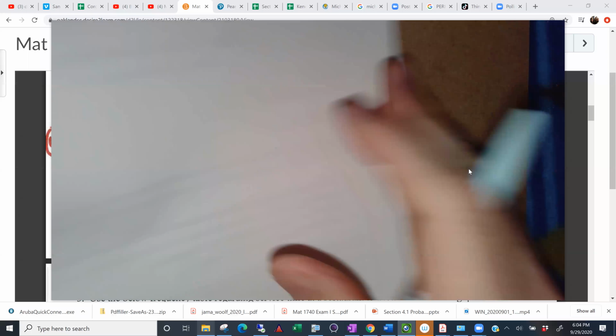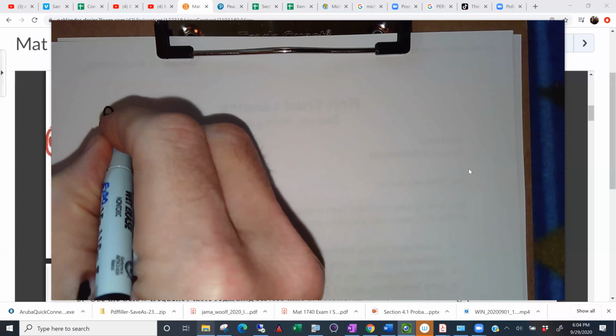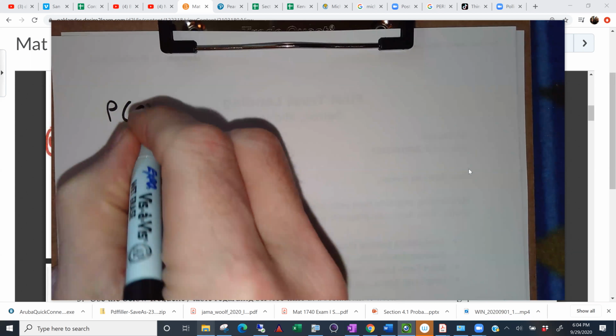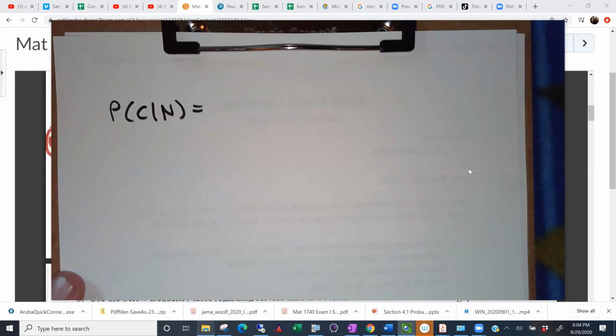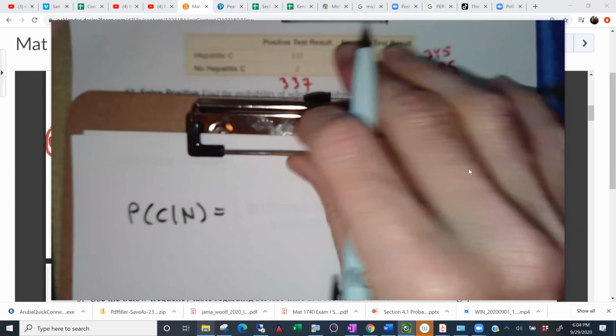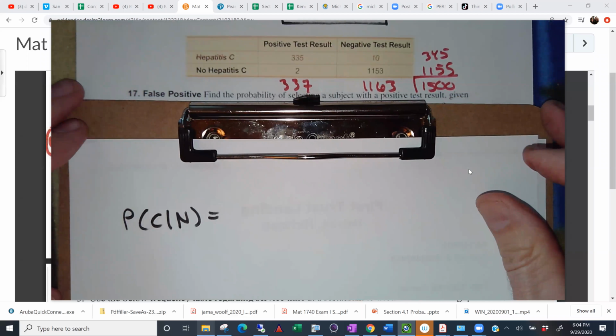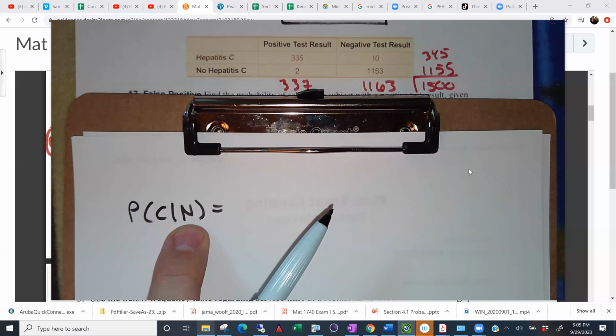Let's try probability of C given N. Well, that changes things. So what am I telling you? Before we do our probability, I'm telling you something. What do you know in advance? What's this telling me? The person is negative. Thank you, Megan. Person tested negative.